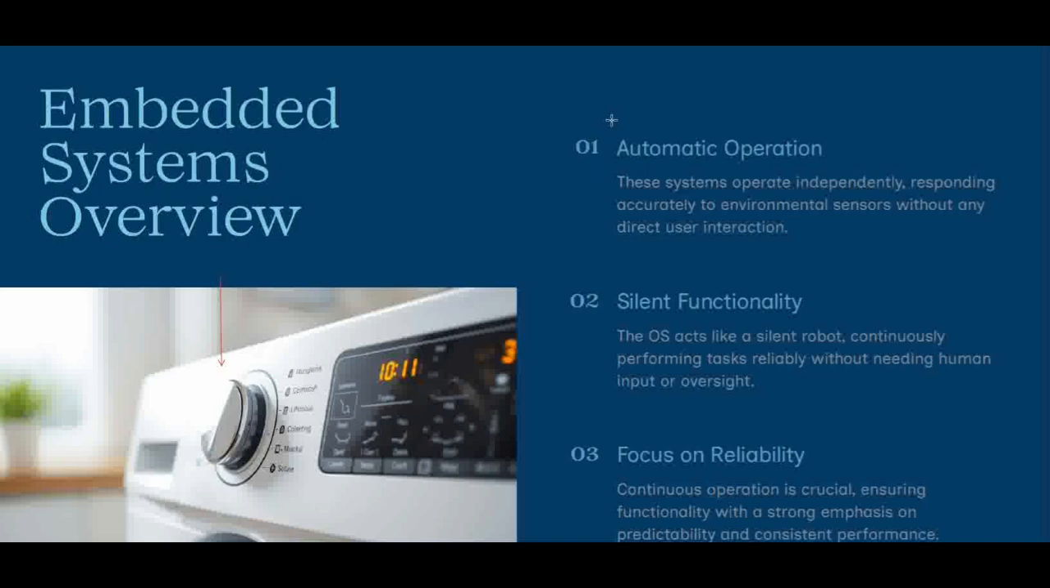So what is happening here? The computer runs automatically. It responds to sensors. It controls hardware directly. So here the OS is a silent robot and it says, I'll just do my job, no questions and no interactions. So the OS runs continuously, needs no user intervention, and focuses on reliability, predictability, and correct control. So here the user's view almost does not exist in an embedded system.